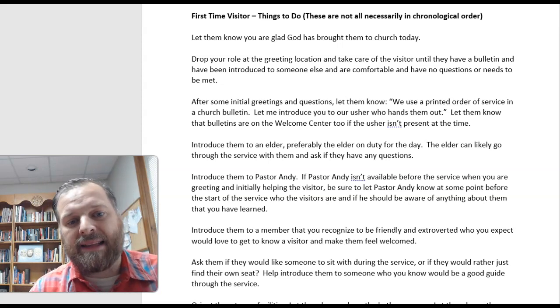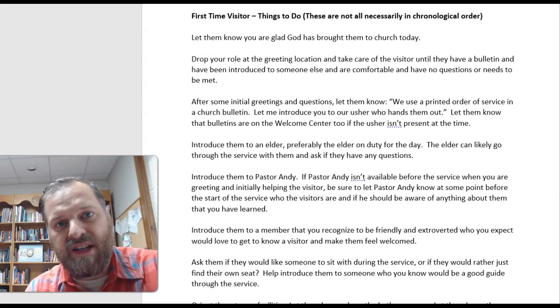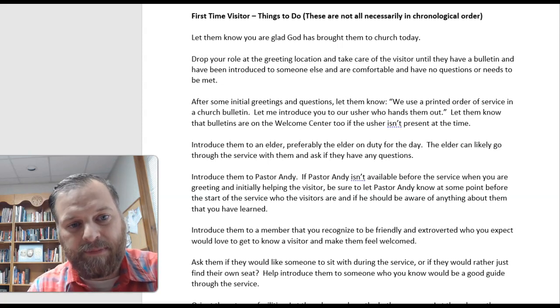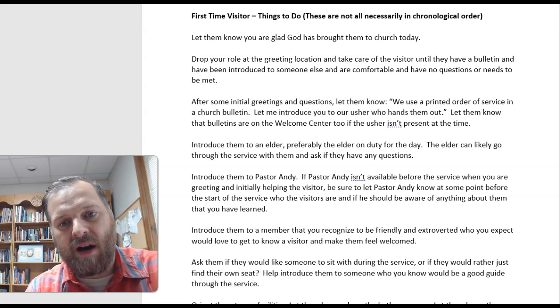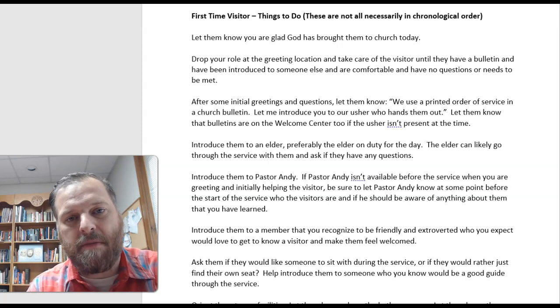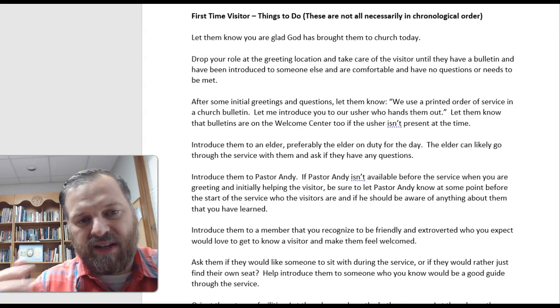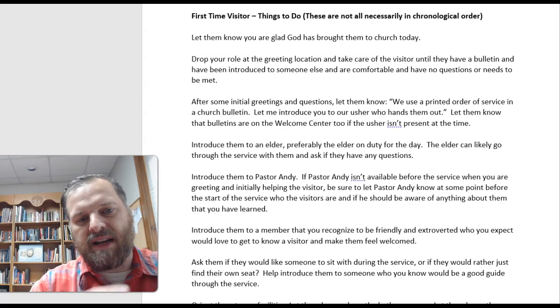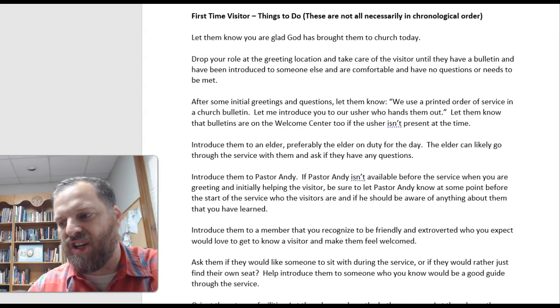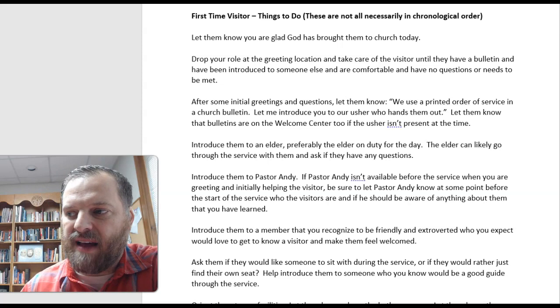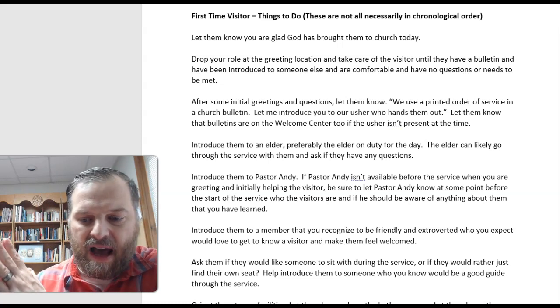Drop your role at the greeting location and take care of the visitor until they have a bulletin, have been introduced to someone else, are comfortable, and have no questions or needs to be met. Most of the people coming into our church are going to be regular attenders. So if you are a greeter and a visitor comes in, feel free to leave your location and take care of that guest until they have everything they need.